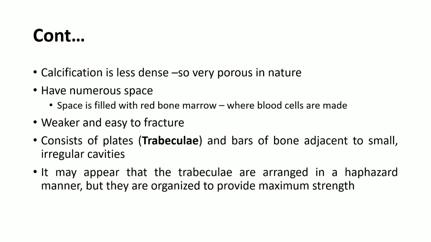These spongy bones have numerous spaces, and in these spaces red bone marrow will reside. As we have discussed, this red bone marrow helps in the formation of red blood cells and white blood cells. So different kinds of blood cells will be produced by the red bone marrow. These spongy bones are weaker and easy to fracture.